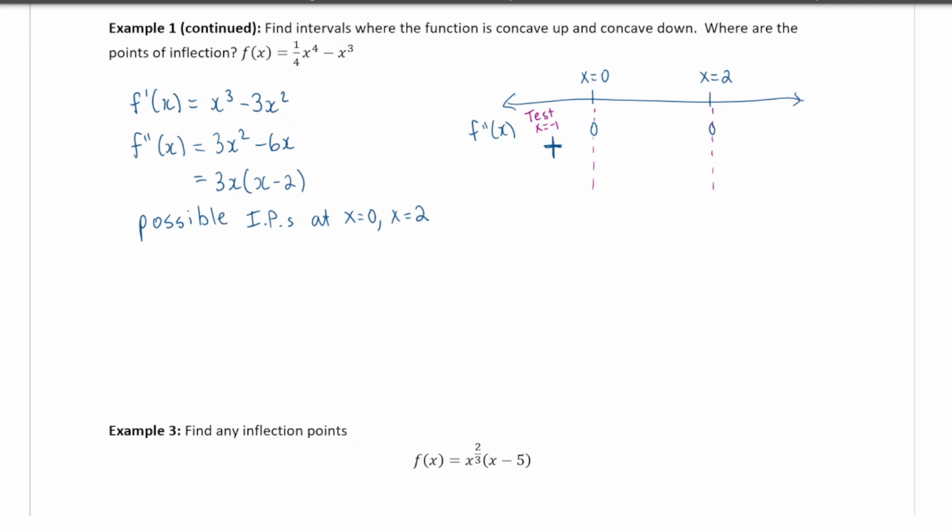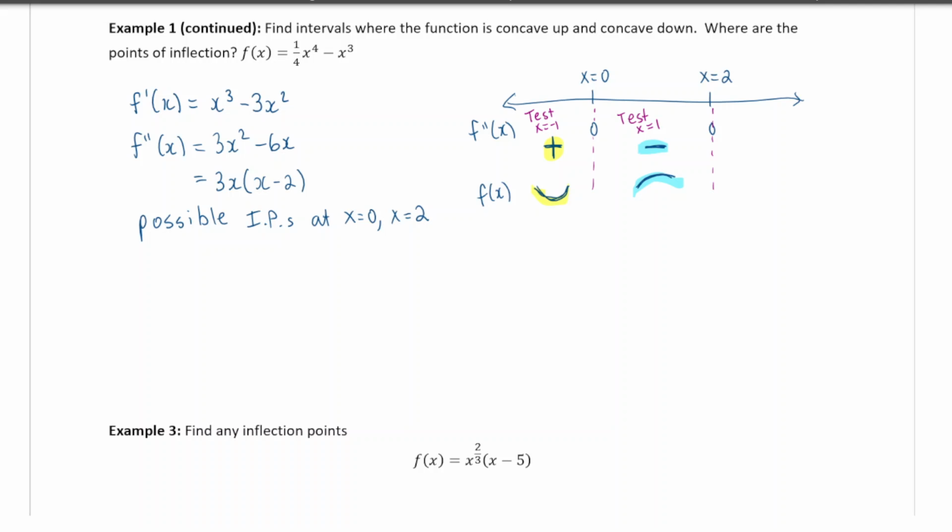Okay, so that means we've got a concave up shape. It's looking like a smiley face. The original graph is looking like a smiley face in that region, okay? When I test something in between 0 and 2, like 1 seems reasonable to me, plug that in, I get a negative value for the second derivative. So that means my original graph is looking something like a sad face, concave down shape, okay?